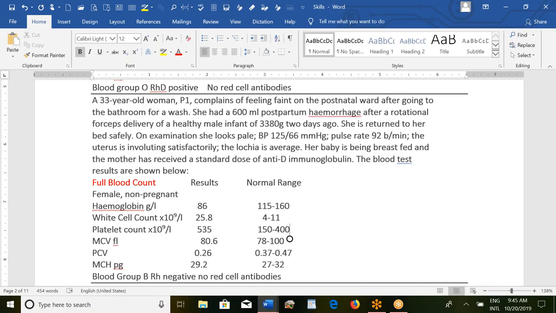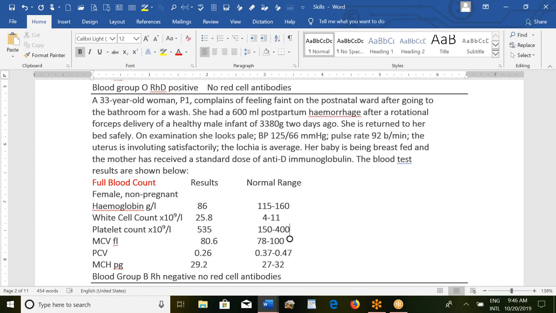Yes. That is a postpartum patient who had a postpartum hemorrhage. She lost 600 ml of blood and she fainted, and then she looks pale. Normal blood pressure, pulse rate is normal, and the uterus is contracted. Lochia is normal, breastfed and all.